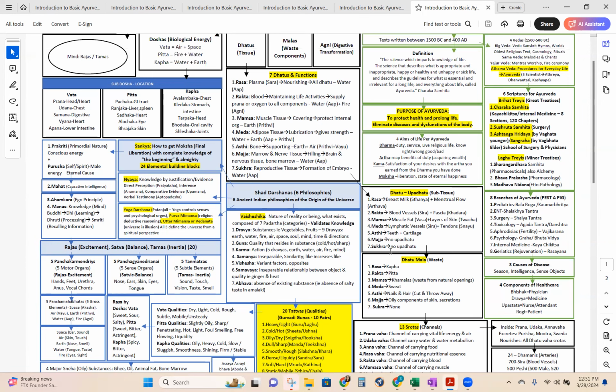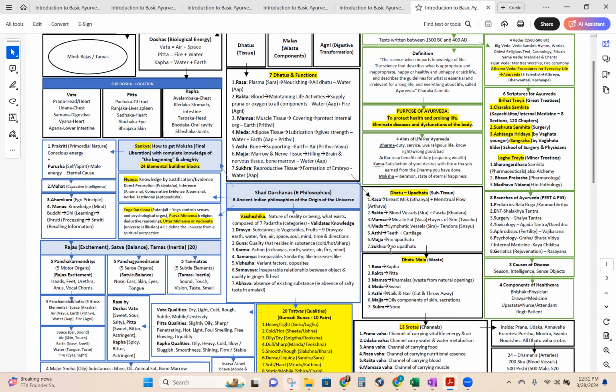Okay, next we're going to go over the Shad Darshanas, the 6 ancient Indian philosophies of the origin of the universe. So I'm not going to go into a ton of detail, but I am going to go over the main points that you need to know about those philosophies. Okay, so Sankhya philosophy: how to get moksha, or final liberation, with complete knowledge of the beginning and the Almighty.